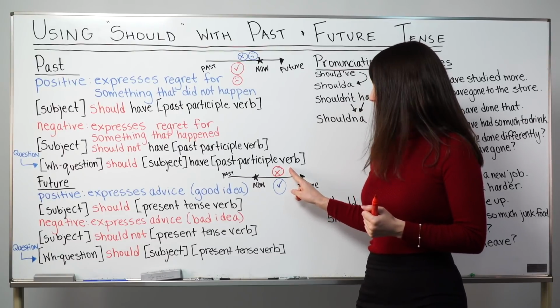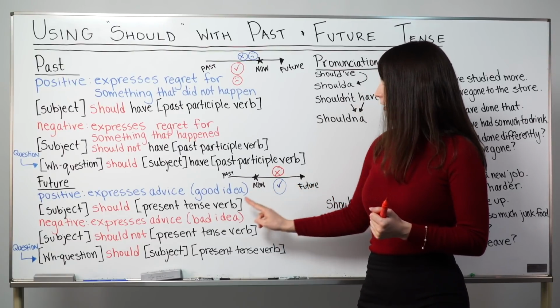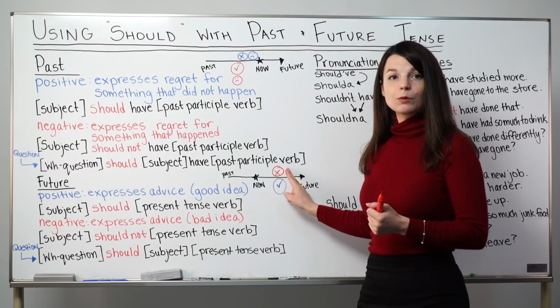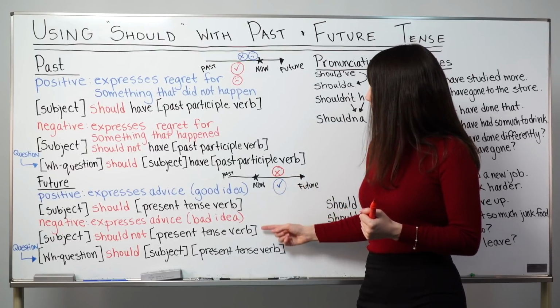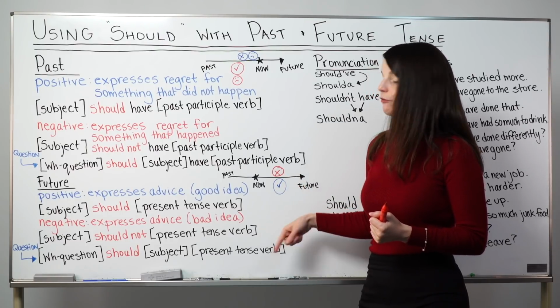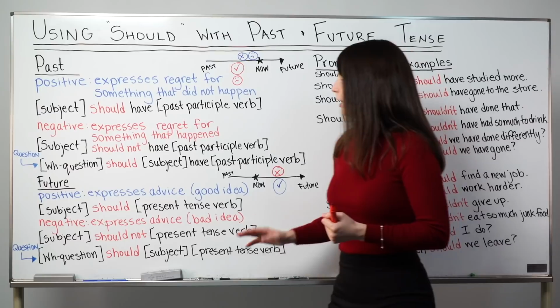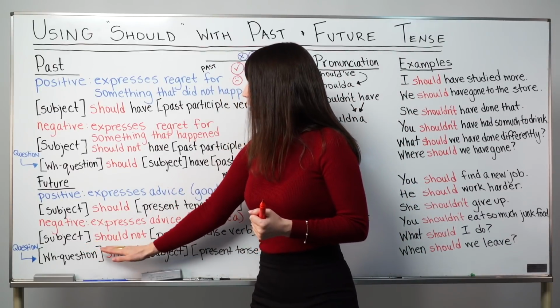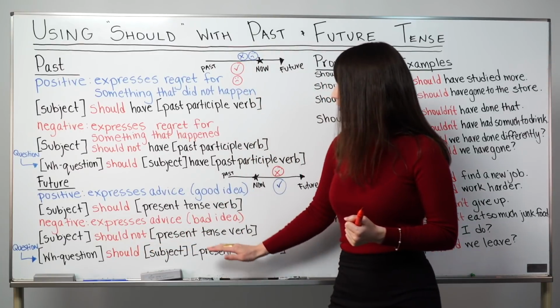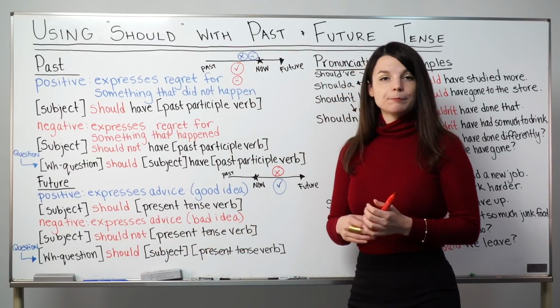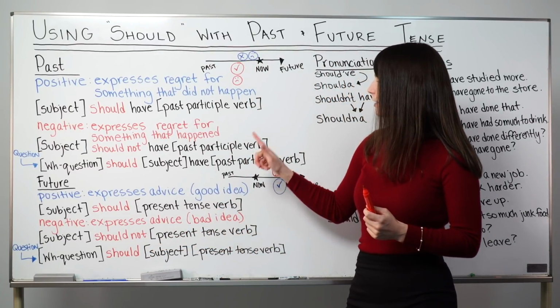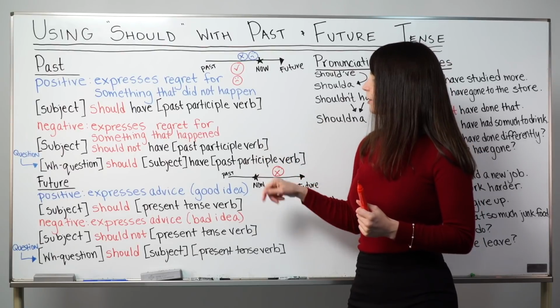This is a bad idea. So positive, good idea, negative, bad idea with should. Then to make a negative statement, an advice statement about the future, we use subject plus should not, and again, the present tense form of the verb. So you'll notice, again, this is very similar to the past tense form.